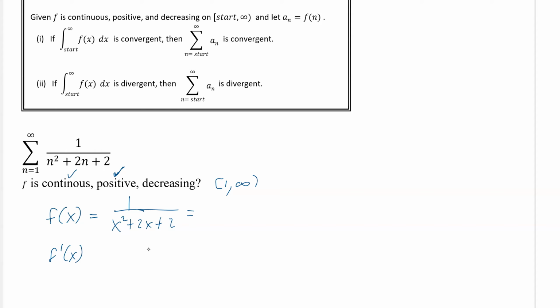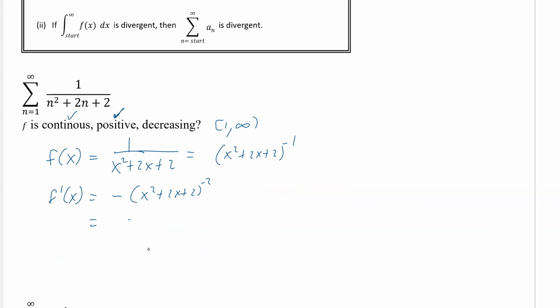So if we take the derivative, and I rewrite this as x squared plus 2x plus 2 to the negative 1, you can already see it when I take the derivative, I get negative, to the negative 2, which would be negative 1 over x squared plus 2x plus 2 squared, which is obviously negative. So this means that it is decreasing.